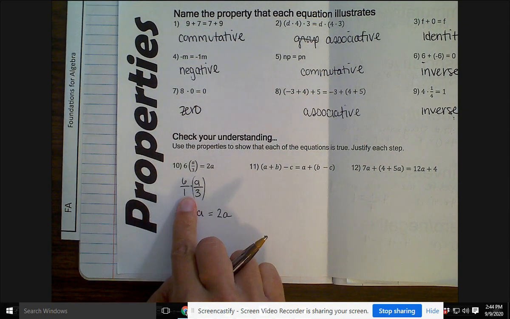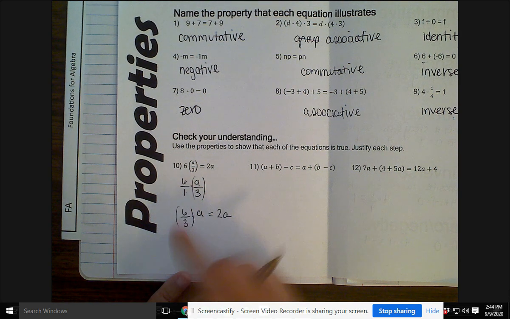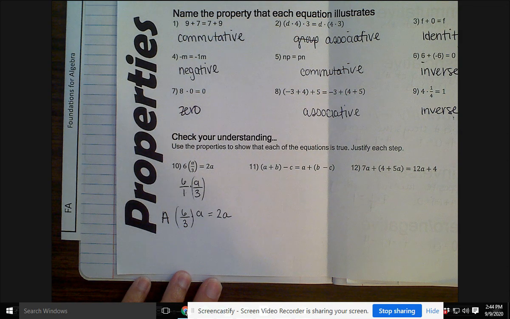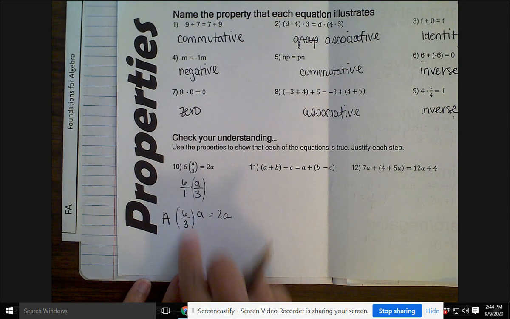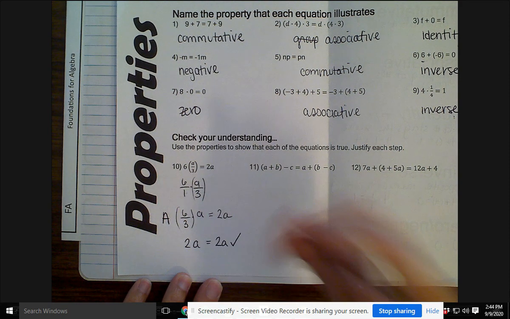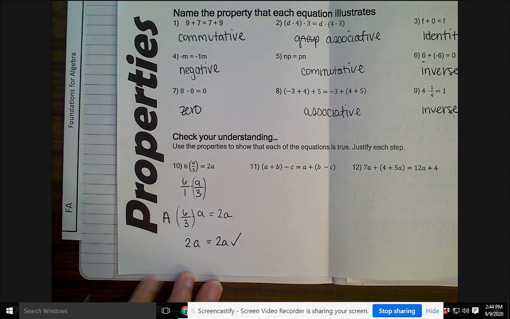So right here, we didn't really use a property. We just used a fact of a number. But here, we definitely used the associative property. I'm just going to use A for associative because we changed the grouping of things. And then I'm just going to simplify, and we have 2A equals 2A. And so it checks out. So really, that was just associative property.